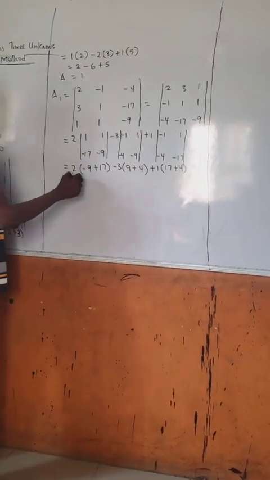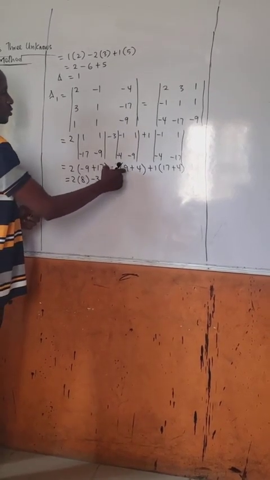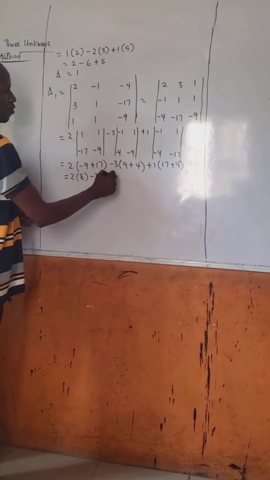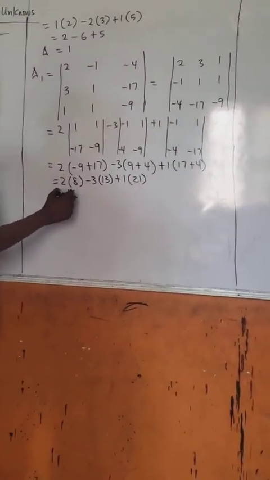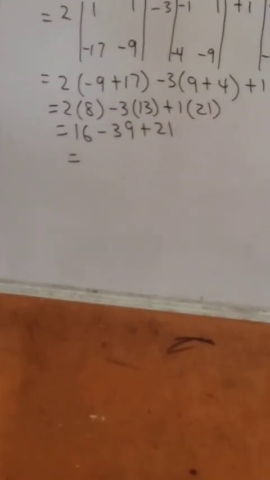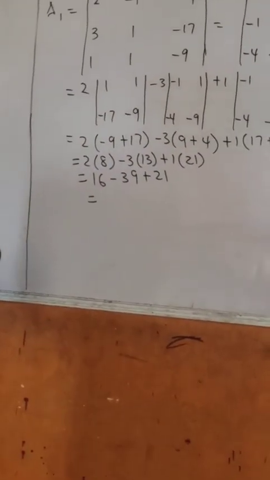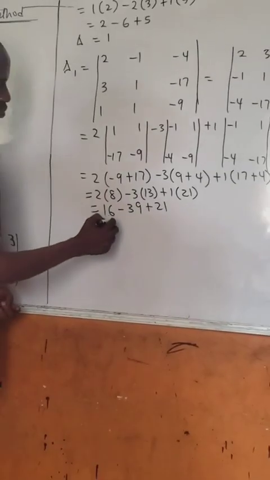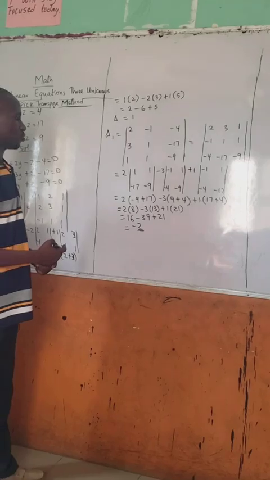So this is 2 brackets 8, minus 3 bracket 13, plus 1 bracket 17 plus 4, that's 21. 16 minus 39 plus 21. So let's solve this. This will give us 16 minus 39, that's plus 21. 16 plus 21, that's 37. Minus 39, that's minus 2. So our delta 1 is minus 2.